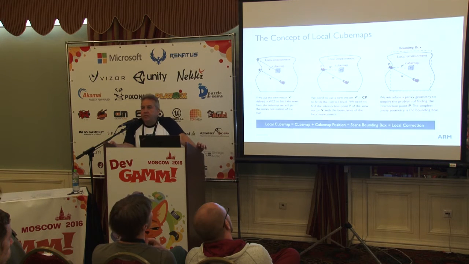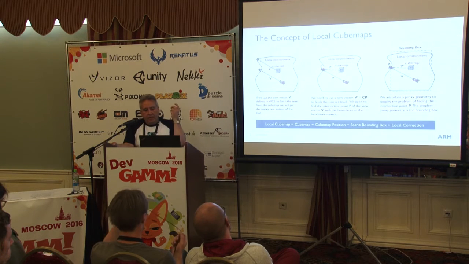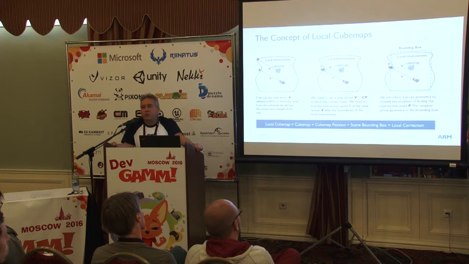The local cube map is compounded by the standard cube map, but you need to consider the cube map position, you need to consider the scene bounding box, and you need to apply the local correction. It means you need to find the intersection of your vector with the bounding box and build a new vector from the position where the cube map was generated to this intersection point. And that is the vector you need to use to retrieve the texture from your cube map.